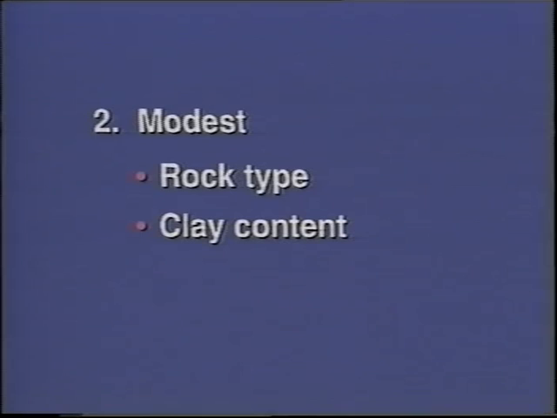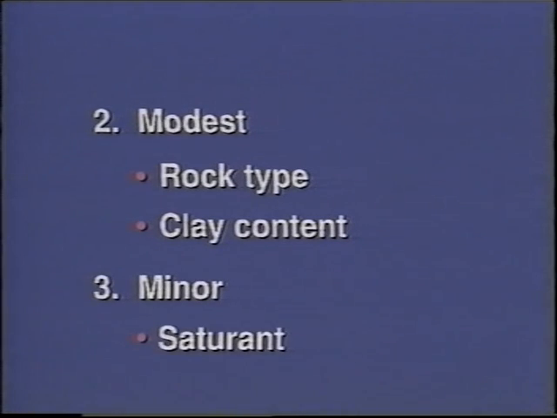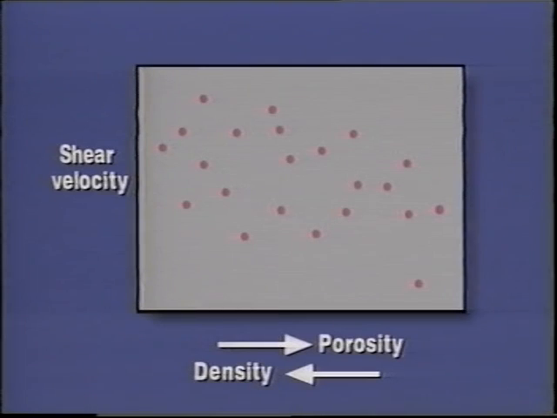Now, the second-rank factors. Rock type. My goodness, look at that. The type of grain itself only of second rank. And the clay content. Small amounts of clay actually decreasing the shear velocity. And finally, the minor factor, the type of fluid in the pores. Again, only because of its slight effect on density. But one rock property that is not on the list is porosity.